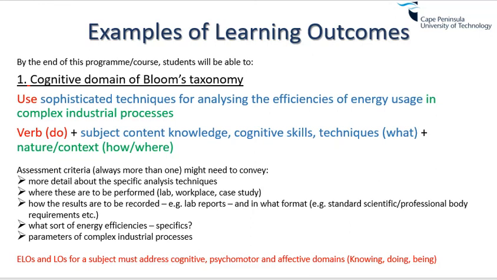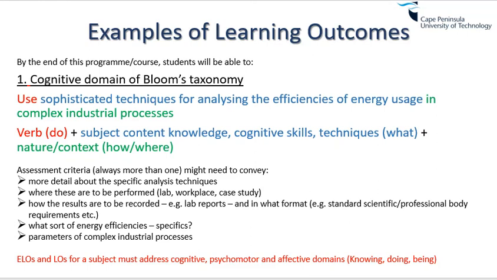All right, what would the assessment criteria look like for this learning outcome? Remember, there should always be more than one assessment criterion. Very, very rarely is there only one assessment criterion. If there is, it usually means that the learning outcome has not been well written. Okay? The assessment criterion should not be the same as the learning outcome. So, the assessment criteria could give more detail about the specific analysis techniques. So what sophisticated analysis techniques? Those could be listed in the assessment criteria.